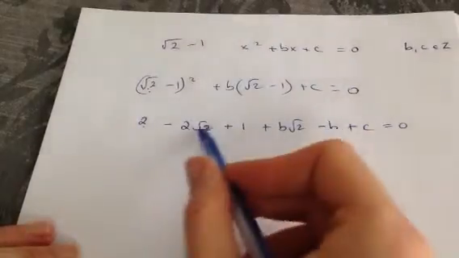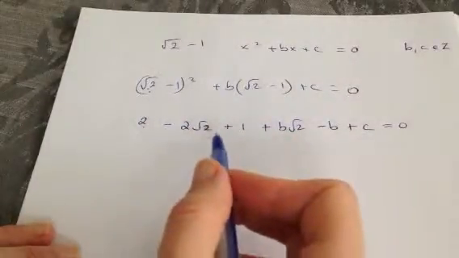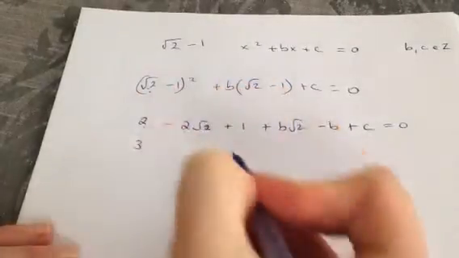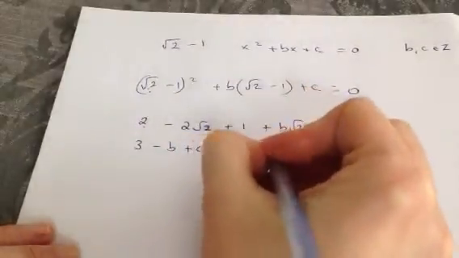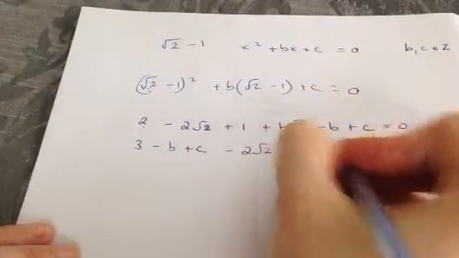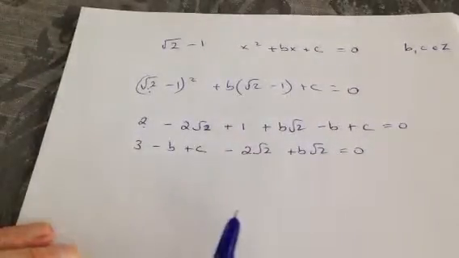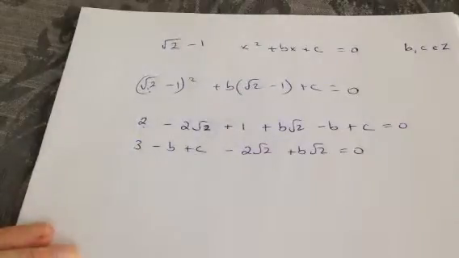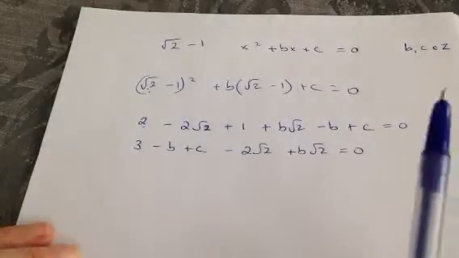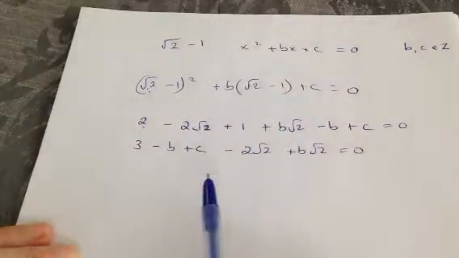At this point, I can maybe clean it up a little bit. 3 minus b plus c, minus 2 root 2 plus b root 2 is equal to 0. I have two things missing and I don't have a second equation. It looks like I might have to do identities here. Now the only reason that I can contemplate doing identities here is because b and c are integers.